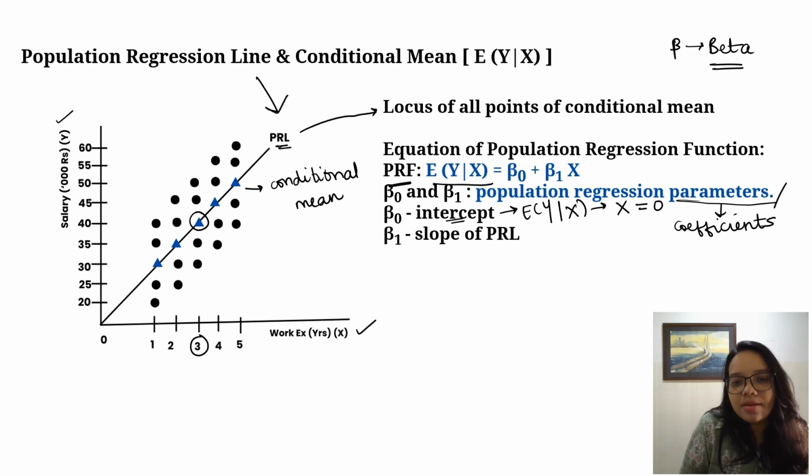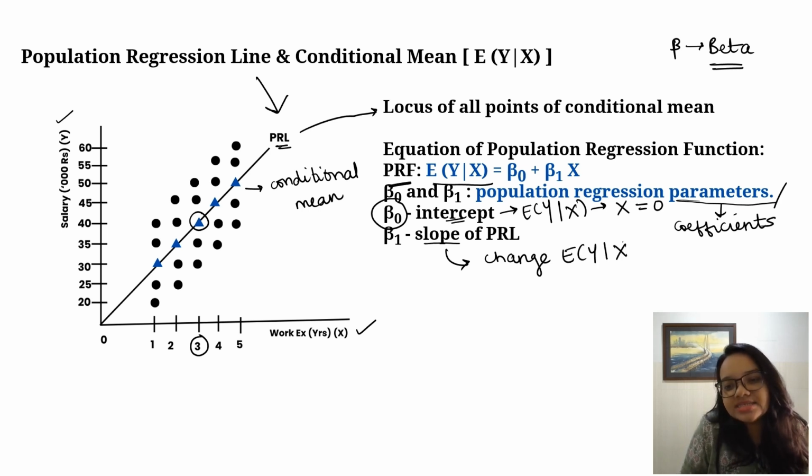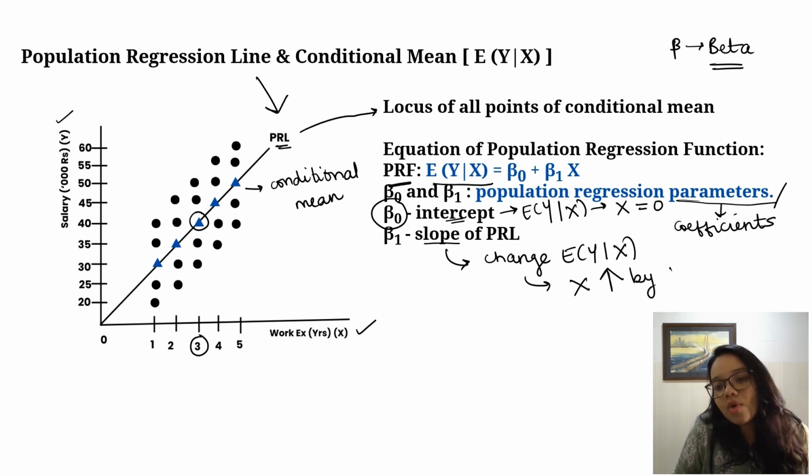That is your beta naught. Beta 1 is the slope of PRL, which is your population regression line. It's the change that happens in your E(Y | X) when X increases by 1 unit. So let's say that from 3 years of work experience, you go to 4 years of work experience. What's the change in expected salary?